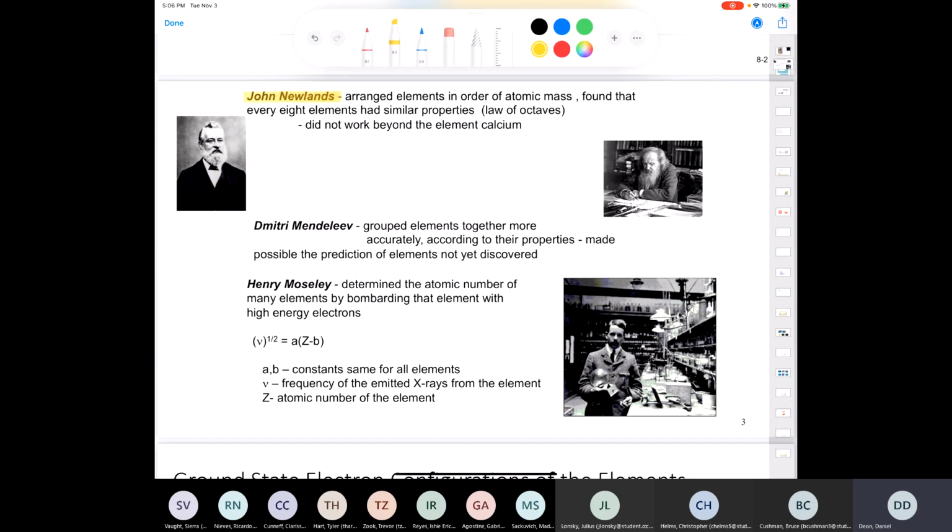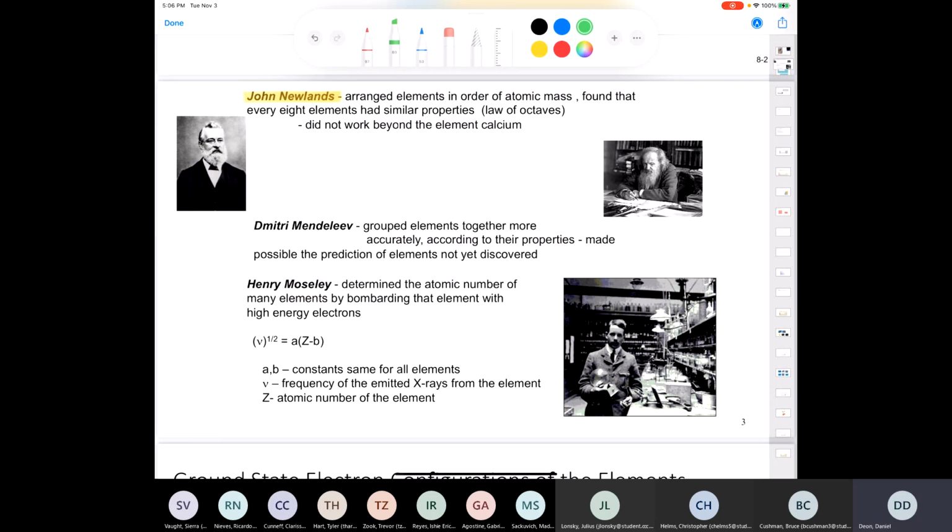What he noticed is that when you arrange the elements in order of their atomic masses, every 8 elements had similar properties, just like the notes on a piano or a musical instrument. If you've ever heard of an octave, we know that the notes repeat every 8 notes. And so he called that the law of octaves. But the problem with that proposal is that it didn't work past the 20th element. It kind of failed after calcium. So there were some serious problems with that. We might laugh at that now, but at the time, some people took it seriously, even though that theory didn't really get off the ground.